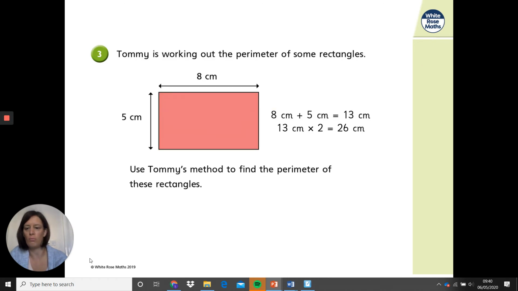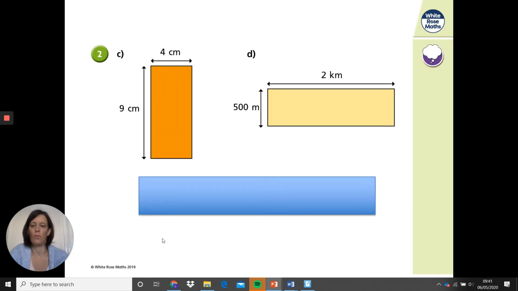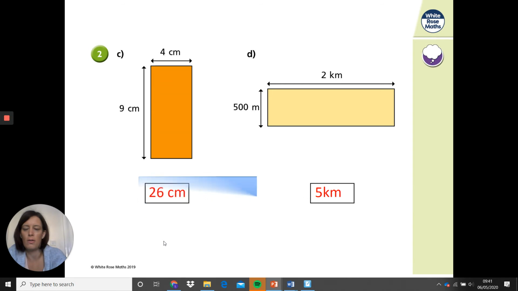Now, okay, let's have a look. So it should be 26. It is. Now, this second one would be 5 kilometres.